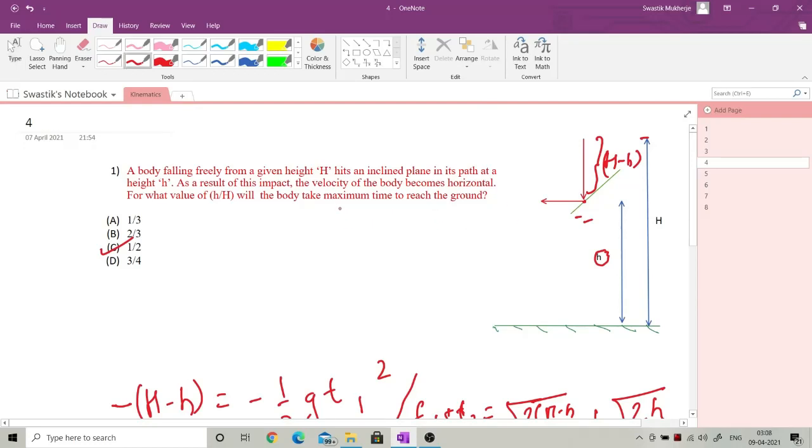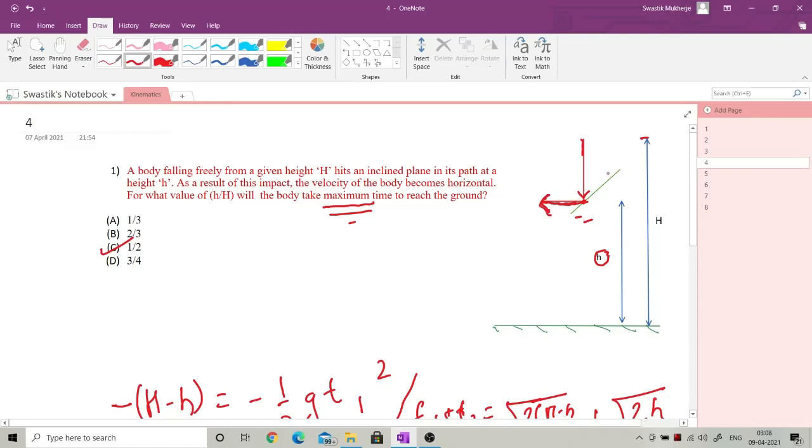So they're asking for what value of h it will take the maximum time, right? So what do you think will be the minimum time? Let's erase all this. What condition will cause it to have minimum time? So let's analyze this. This body is falling. It's hitting this inclined surface, then its velocity is becoming horizontal.